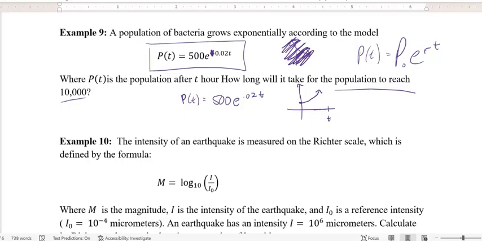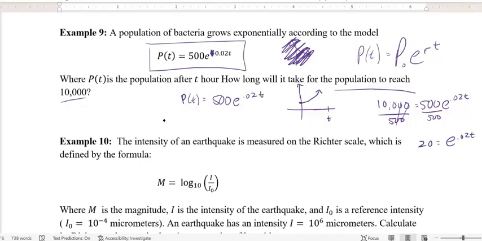Okay, so the output's 10,000. We've actually solved this problem before with the money question. So it's 10,000 equals, instead of equal to your function, 500 e to the 0.02t, and then solve. I do some algebra first, divide both sides by 500. So that should be equal to 20, I believe. I'll have to use my calculator to make sure I'm doing this right, but I definitely need my calculator now.